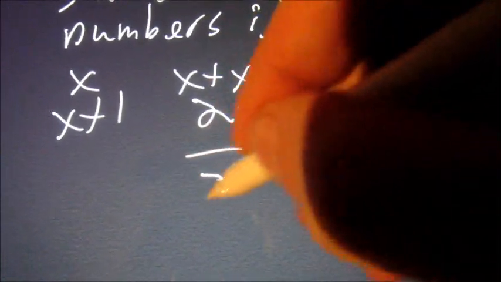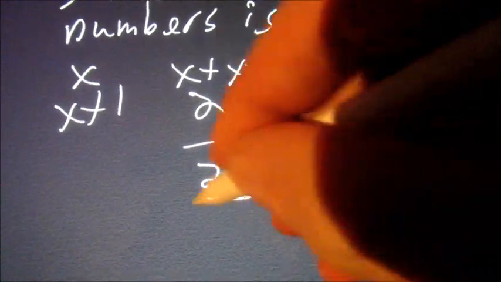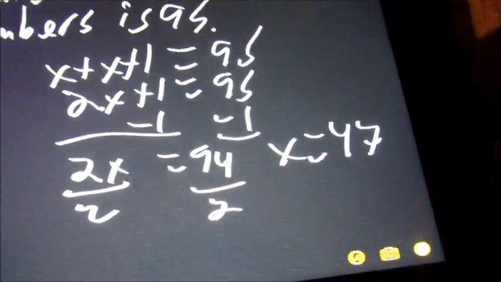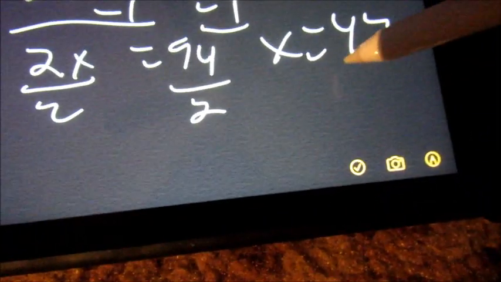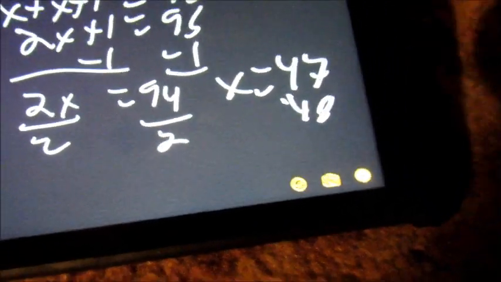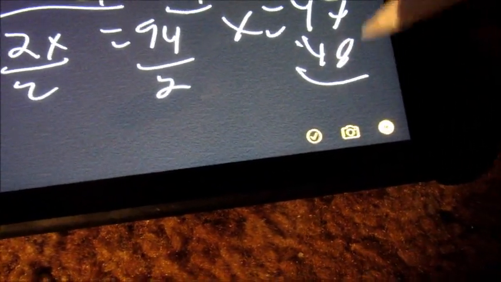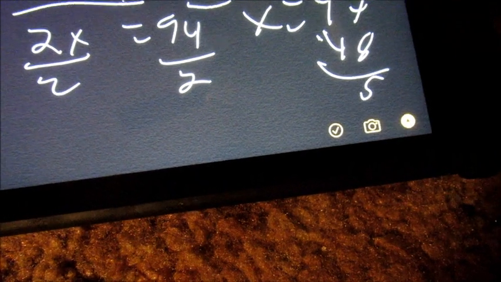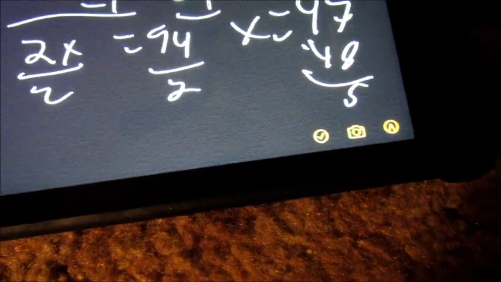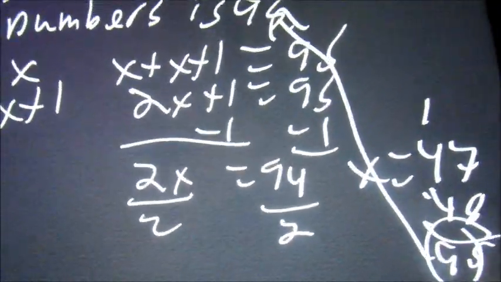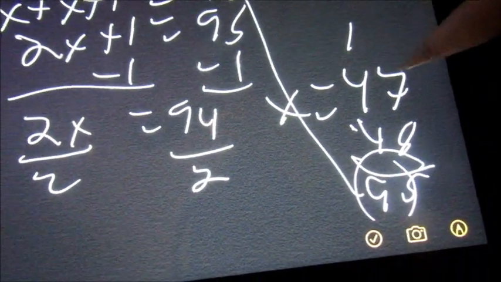Subtract the 1. We get 2x equals 94. Divide both sides by 2, and x equals 47. So now we just need to add 1 to the 47, and we get 48. And we can add these two together to see if we're right. 7 plus 8 is 15. Carry the 1. 1 plus 4 is 9. 95 is what we wanted to get. So our two numbers are 47 and 48.